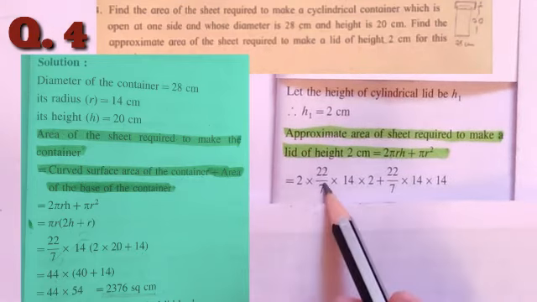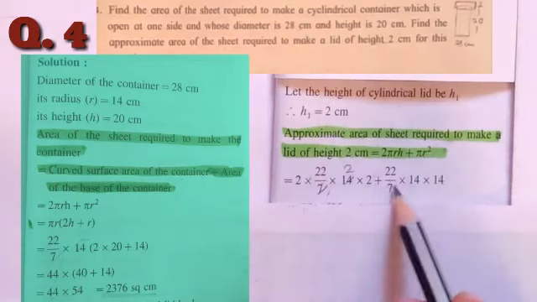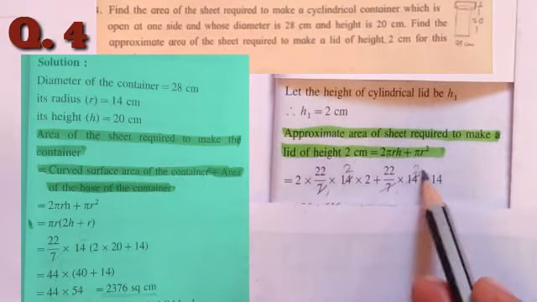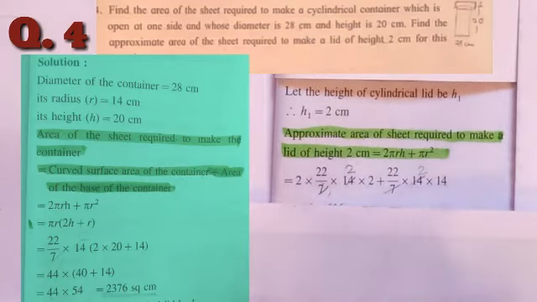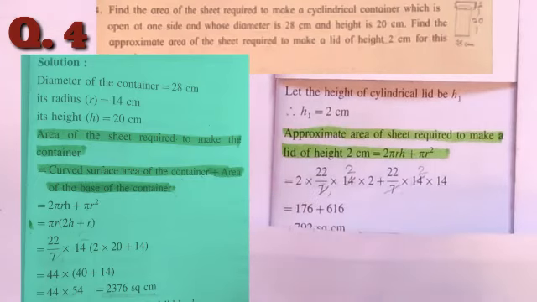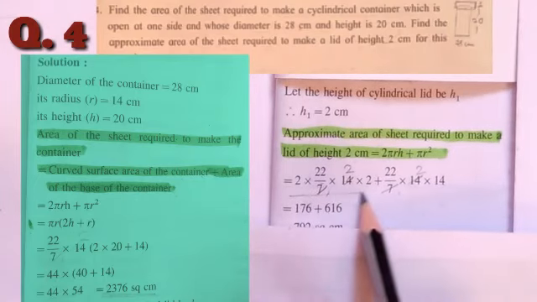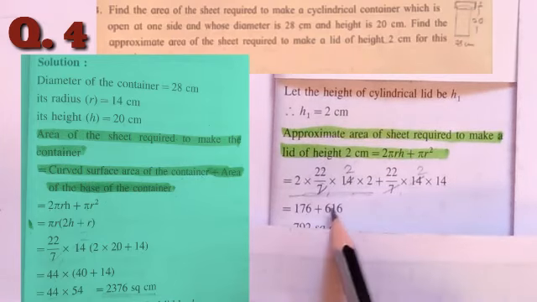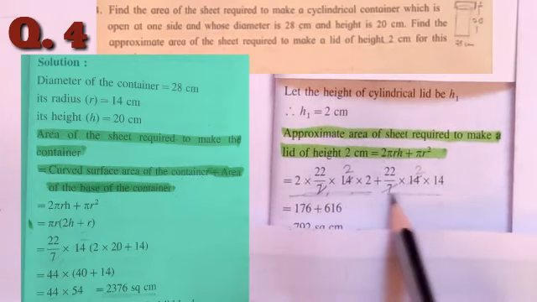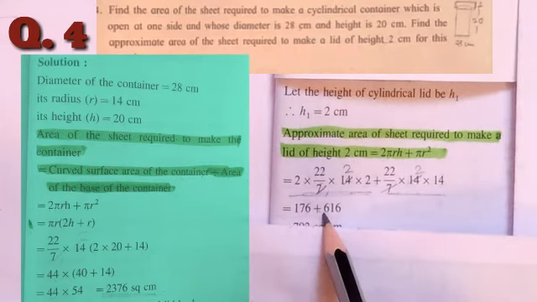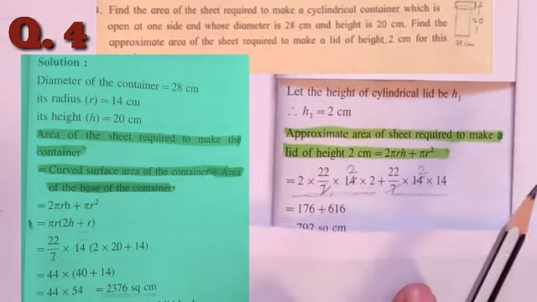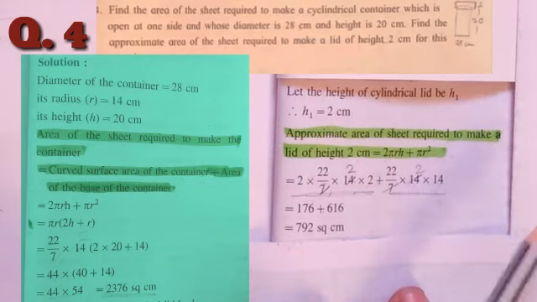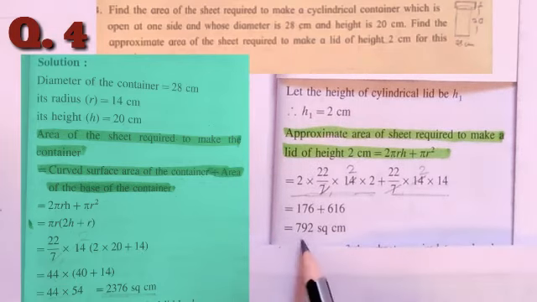Let's do the calculation. 7 ones are 7, 7 twos are 14, 7 ones are 7, 7 twos are 14. Now let's do the remaining calculation. Then we get the answer: the answer of this one section is 176. The plus symbol will be as it is, and the calculation of the remaining section will be 616. Let's do the addition. That is 792 square centimeter. So this is nothing but the approximate area of the sheet required to prepare the lid.